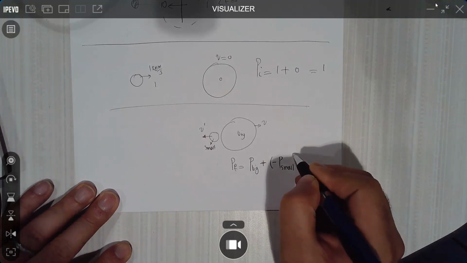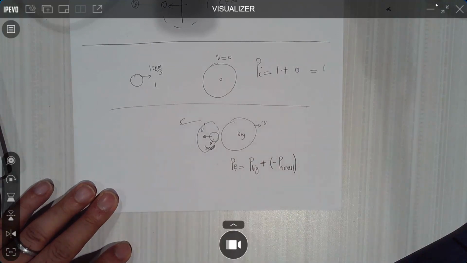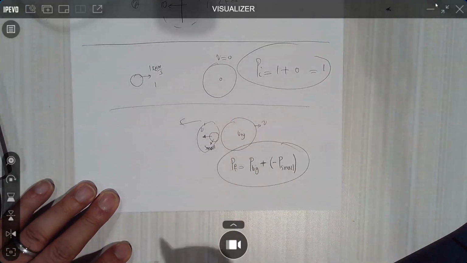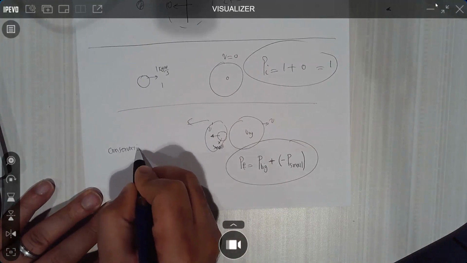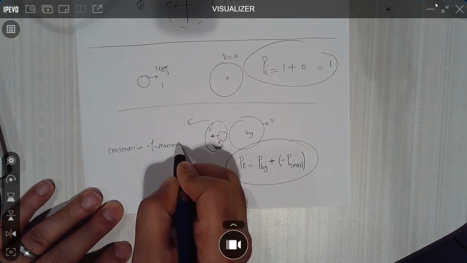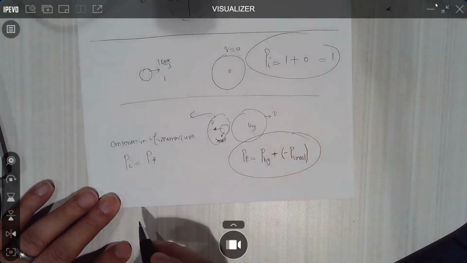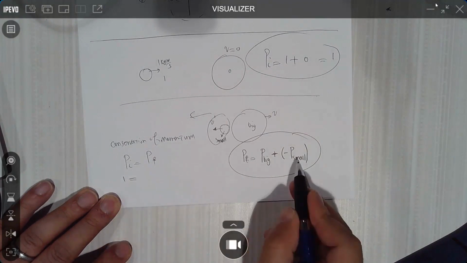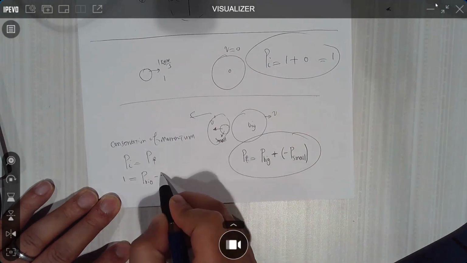Why minus? Because it bounces back. Because the momentum is a vector, we need to consider its sign. When we are adding the total momentum, we should add with its sign. Good. And we know that PI is equal to PF, conservation of momentum. What was the PI? 1. What is the PF? P big plus minus is minus, P small.